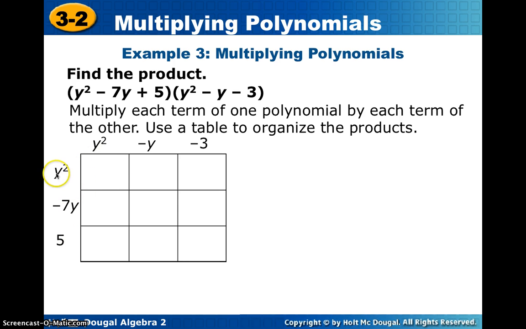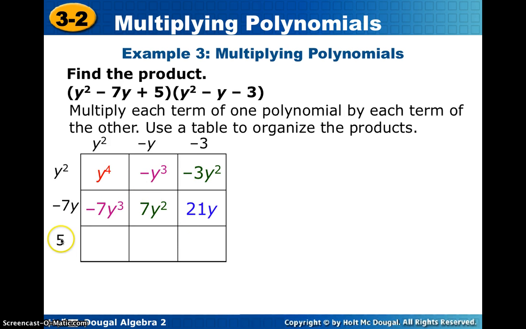So this first box is y squared times y squared, so that gives me y to the 4. Now in this box we have y squared times negative y cubed. And then y squared times negative 3y gives negative 3y squared. All right, now I'm going to multiply the negative 7y times each thing for its box. And negative 3 times negative 7 gives me positive 21y.